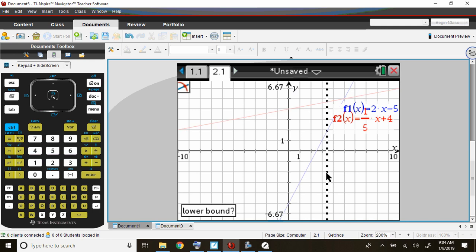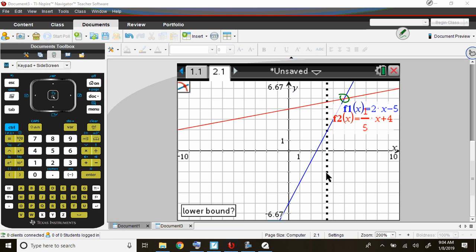And this is the part I think that's really difficult in the calculator. It's asking you for three things. Well, actually two things. It's saying lower bound. You have to have that cursor somewhere to the left of the point that you're trying to approximate. My cursor is to the left of it, so I'll go ahead and press enter.